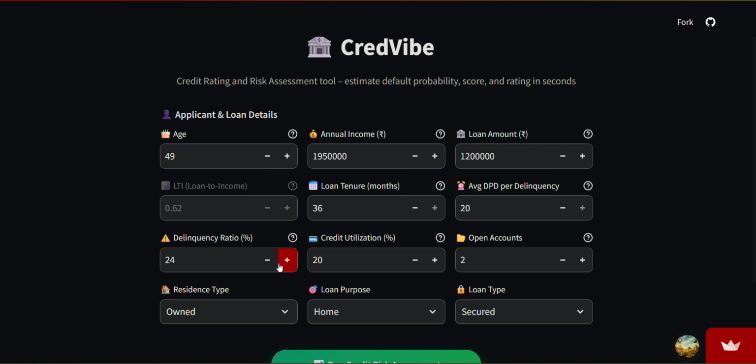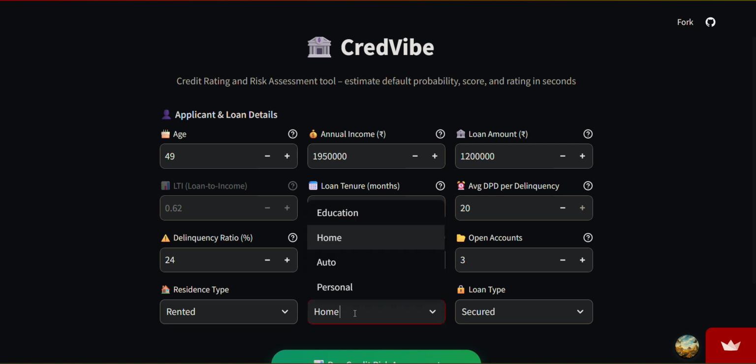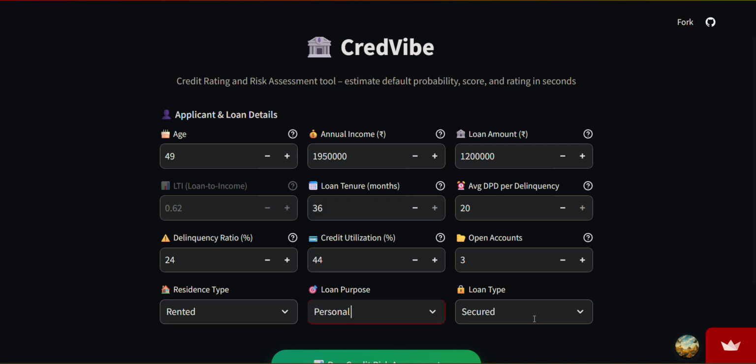So, almost one fourth of all the repayment months he has gone past the due date. And the credit utilization ratio, let's say that it is 44, less than 50%, but still more than 30%. And the number of open accounts, let's say it's three. Let's say he lives in a rented accommodation, and he's looking for a personal loan, and it's unsecured.